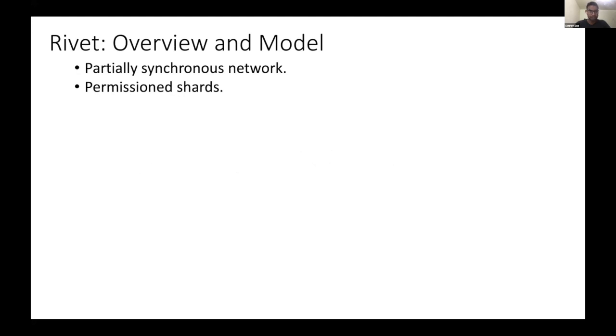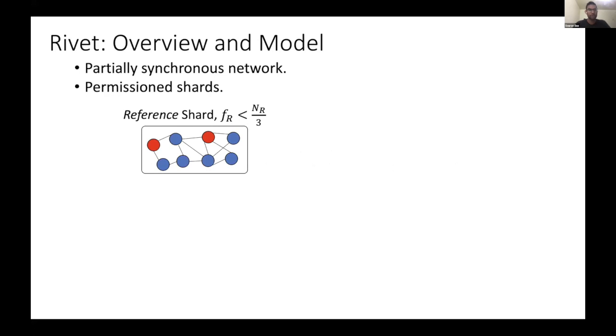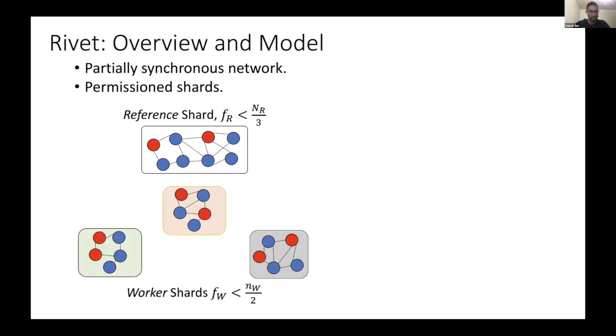Rivet has the following very high-level structure. We have a single reference shard that can tolerate up to one-third Byzantine failures, and we have multiple worker shards, each of which can tolerate up to half Byzantine failures. These shards are connected within themselves and also across shards.